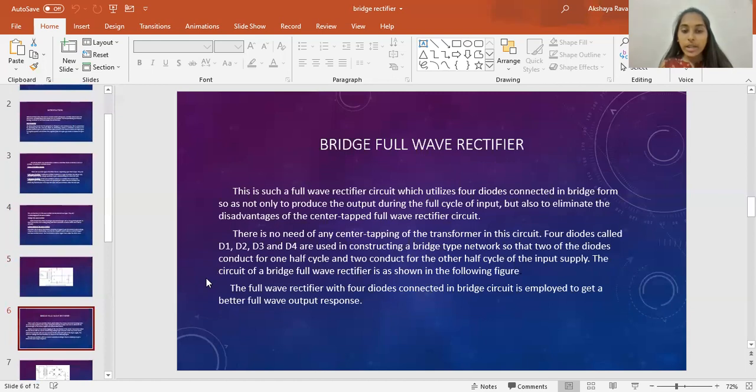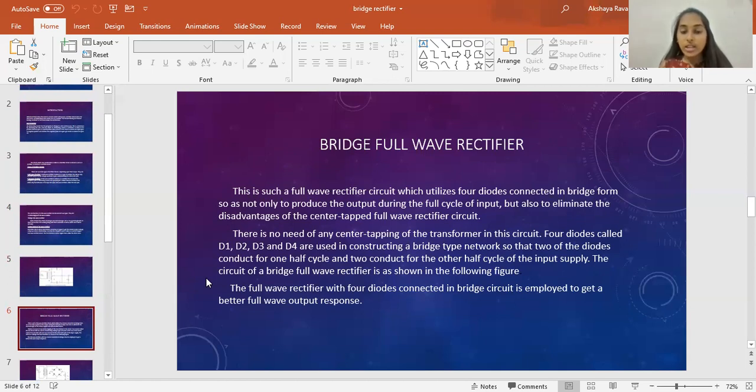As we come to our main concept, bridge full wave rectifier. This is such a full wave rectifier circuit which utilizes four diodes connected in bridge form, so as not only to produce the output during the full cycle of the input but also to eliminate the disadvantages of the center tapped full wave rectifier circuit.